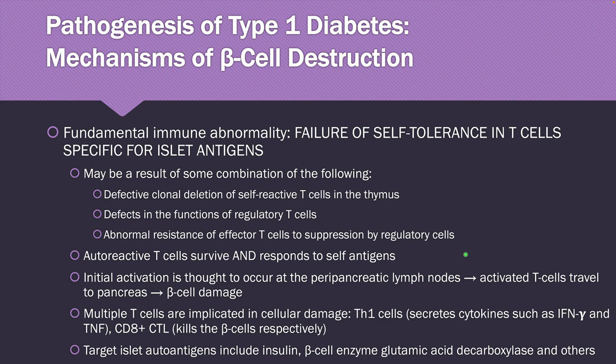The fundamental immune abnormality is the failure of self-tolerance in T cells specific for islet antigens. This may be a result of some combination of the following: either defective clonal deletion of self-reactive T cells in the thymus, defects in the functions of regulatory T cells, and abnormal resistance of effector T cells. So basically, yung T cells ng katawan mo ang nagagalit doon sa islet antigens, tapos sisirain niya ngayon yung beta islet cells mo. Okay.